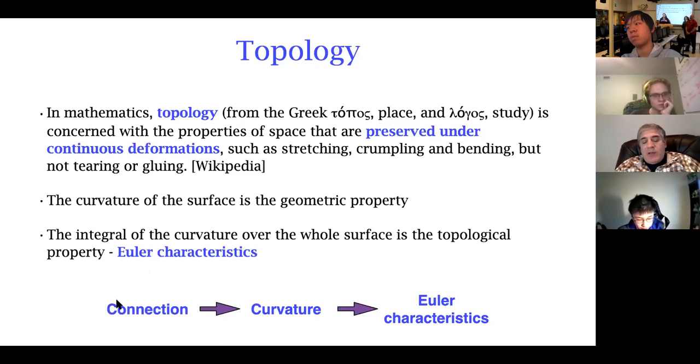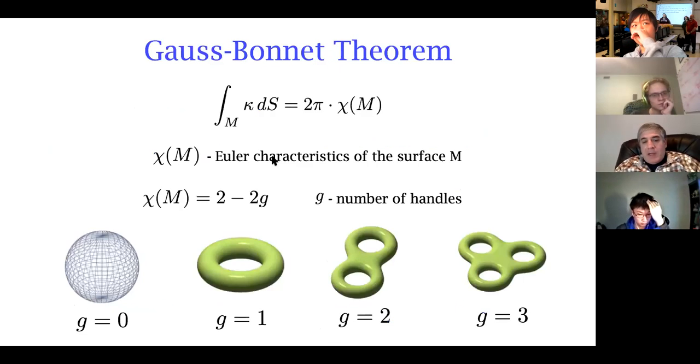So what we learned now is that we can start with the property which is called connection, the way to parallel transport vectors. We can make out of this property curvature, which is the rate of rotation of this vector when you go around a small closed loop with respect to the area of that loop. It's called curvature. And curvature is a geometric property, but if you integrate curvature over the whole surface, you will get some topological invariant, which is called Euler characteristic. So this is how the Gauss-Bonnet theorem looks like.